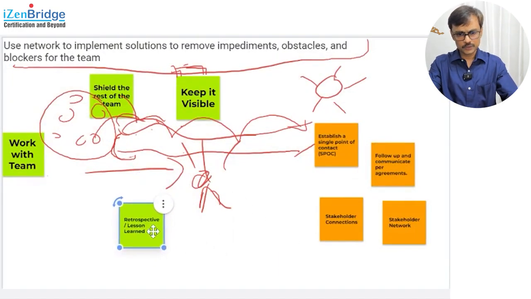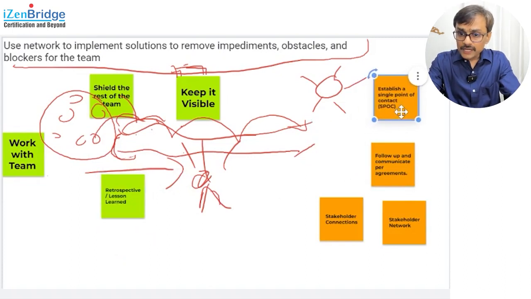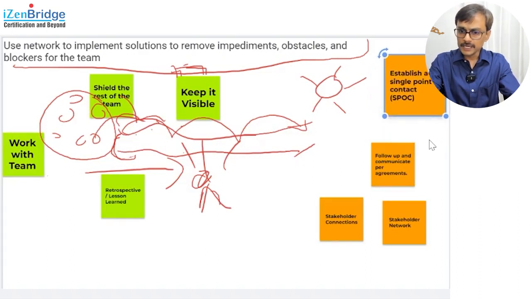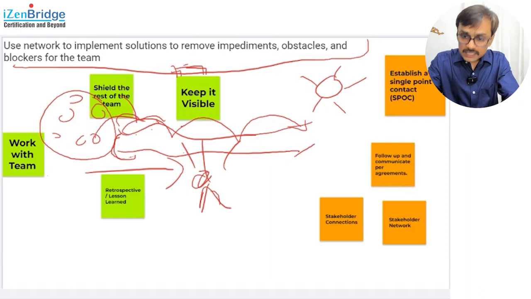These orange stickies, yes, you need to continuously retrospect and capture lessons learned about impediments. So whenever you have a confusion, try to work with a single point of contact. You can say that we have a coordination issue with the other team. It's a good idea to identify a single point of contact from my team as well as the other team if that is happening. And most likely the PM will become a single point of contact.